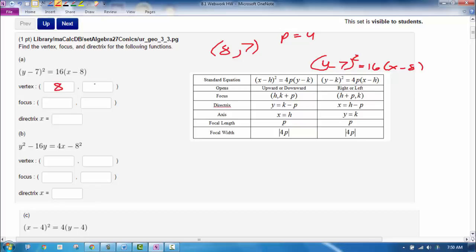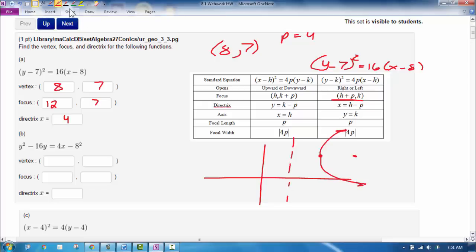The vertex is always h, k, so that's 8, 7. The focus is h plus p comma k, so it'd be 8 plus 4, which is 12, comma 7, and the directrix is the line x equals h minus p, so it'd be 8 minus 4, which is 4. So you could graph this if you wanted to. The vertex is at over 8 up 7, and the focus is at 12, 7, and the directrix is at x equals 4. So the parabola looks like this.